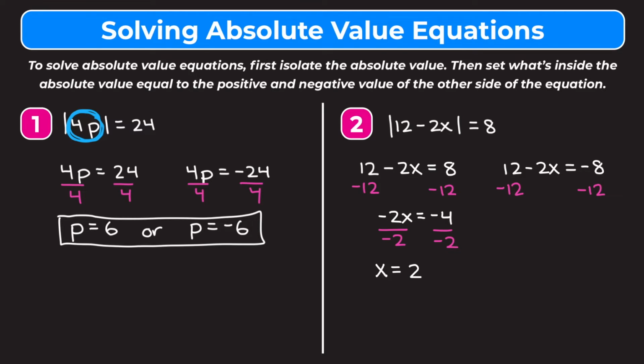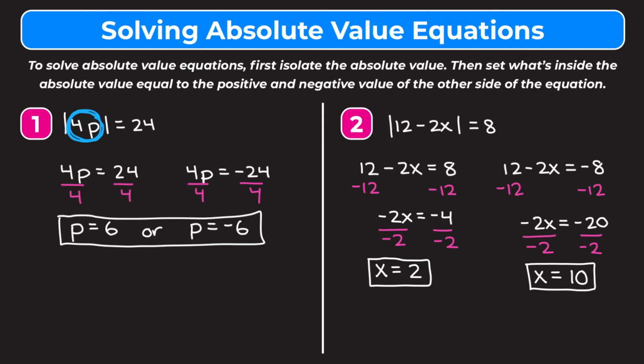12 minus 12 is 0, so we're left with a negative 2x on the left. And this time, negative 8 minus 12 is going to give us a negative 20 on the right side. And now, again, to get rid of the negative 2 that's being multiplied, we're going to divide both sides by negative 2. We are left with a 1x, or an x, on the left. On the right, negative 20 divided by negative 2 is going to give us a positive 10. So we get that x equals 2 or x equals 10 as our two solutions.